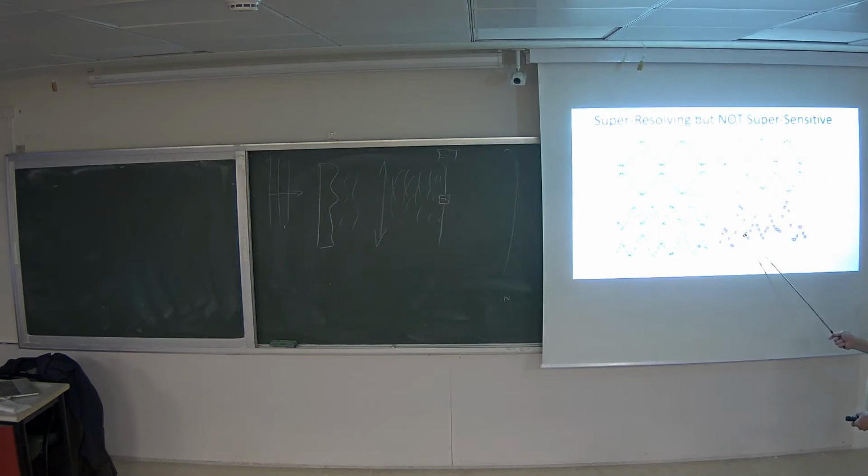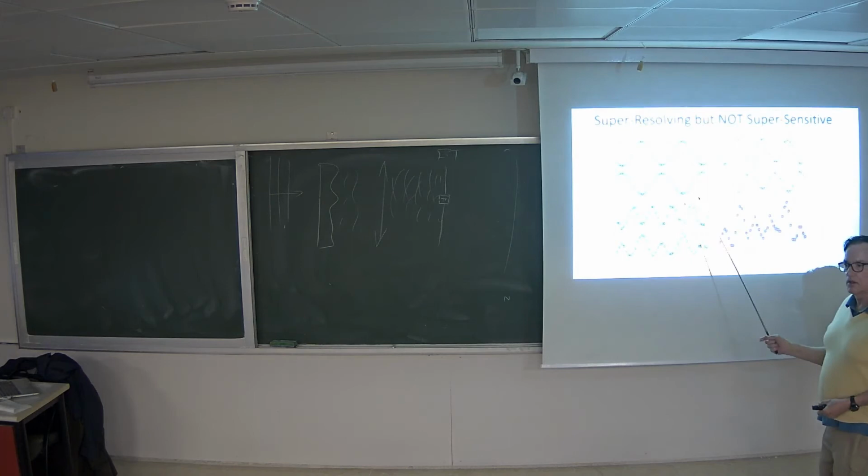So that's why you can see super sensitivity at 2, because the visibility is very good. But if it starts getting poorer and poorer, you reach a threshold where you no longer see the super sensitivity, the 1 over square root of n. But you still see the super resolution, which is the multiple peaks. Okay, so this is supposed to introduce that concept.